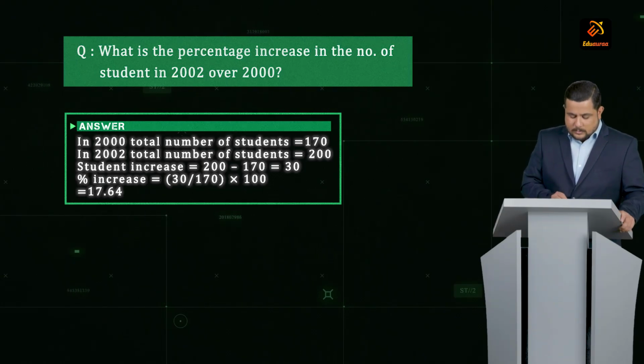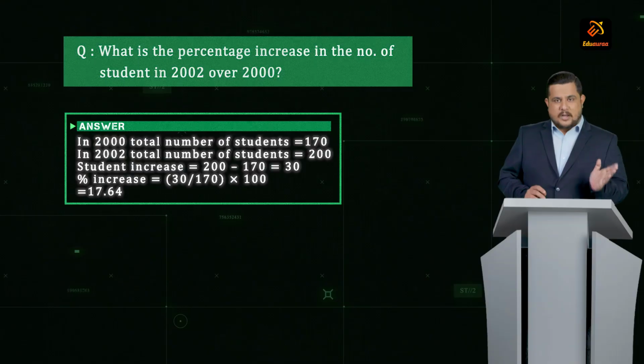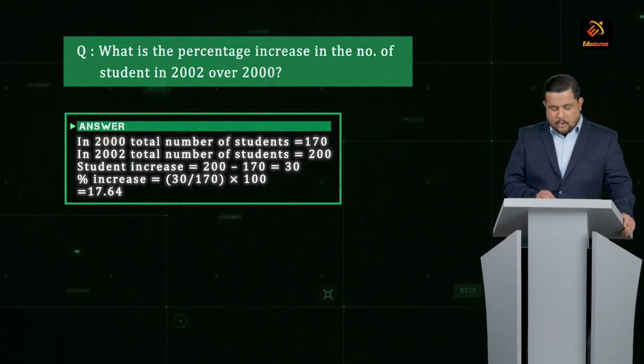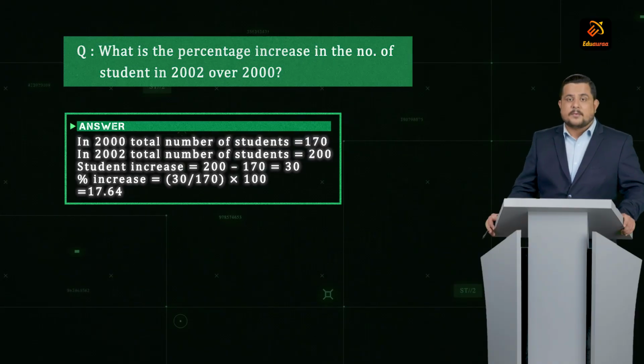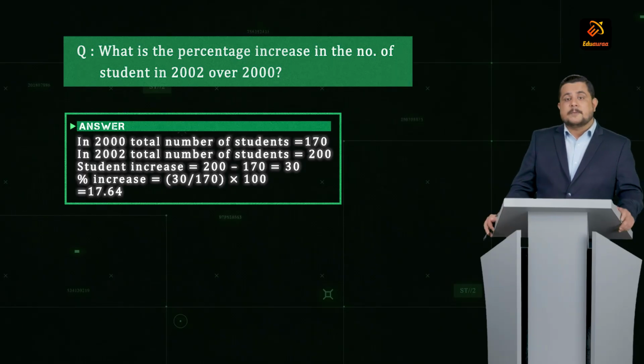So 30, right? How many students increased? 30. And in the previous year, means 2000, how many students were there? 170. So with respect to 170, 30 is what percent? Because with respect to the previous year only, we will compare the growth, right? That will be the reference. With respect to that, it needs to be increased. So with respect to 170, 30 is how much percent?